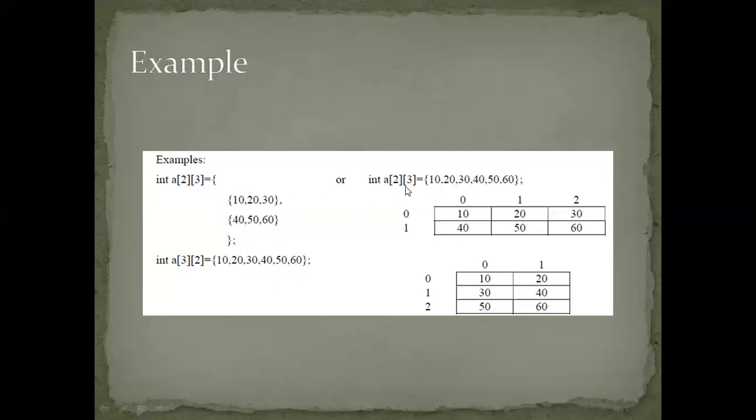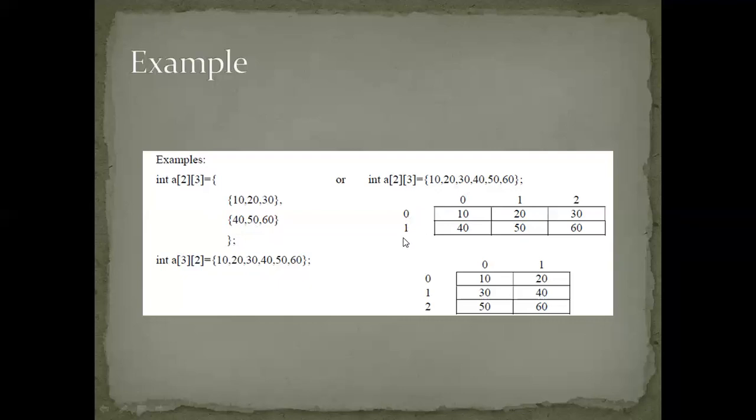int a[2][3], where the row size is 2 and the column size is 3, with values 10, 20, 30, 40, 50, 60, separated by commas and ending with a semicolon. If we give it like this also, what will be the memory allocation there? The memory allocation for this is: row indices 0 1 and column indices 0 1 2.